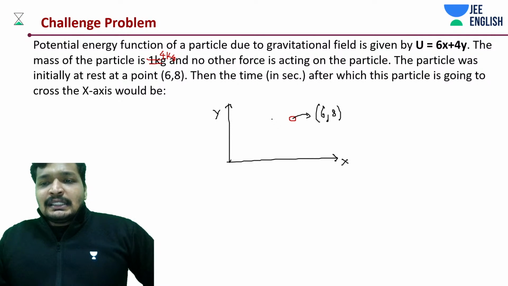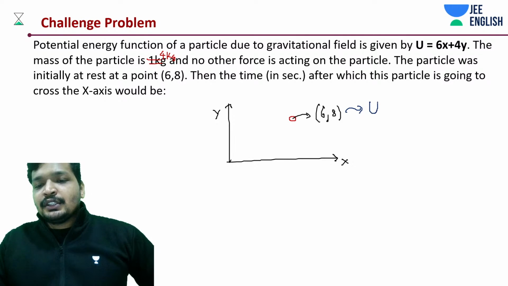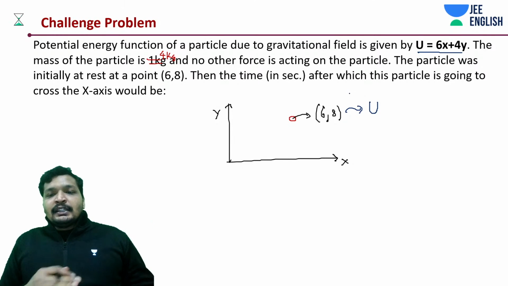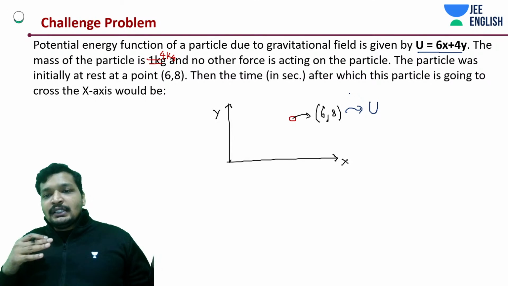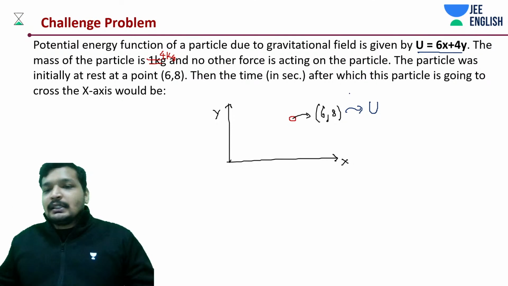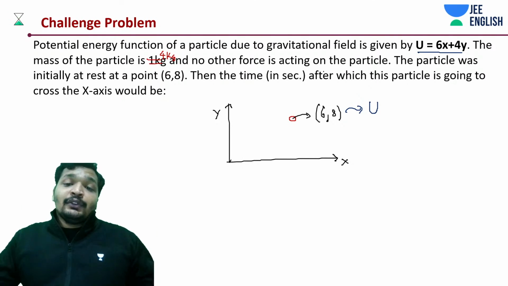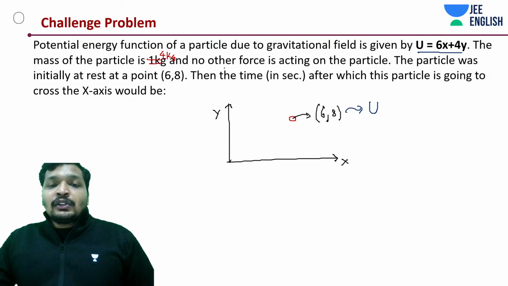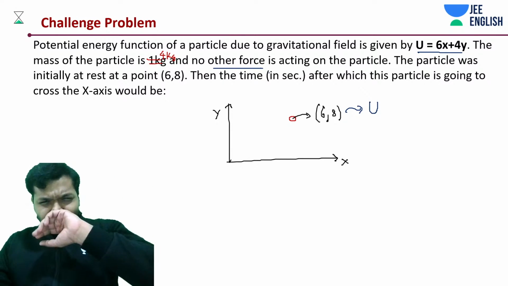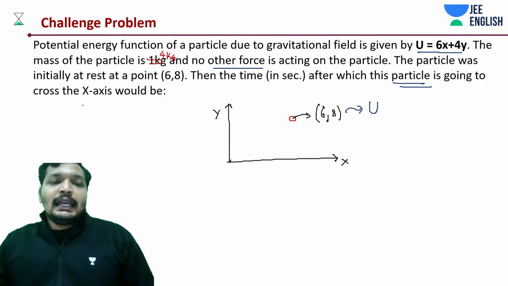So now what is being asked? Some potential energy function is also given to you, some U function. But if there is a potential energy function, there is a force acting on it. Else, if there is no force, there is no potential energy function as well, right? Either attractive or repelling force, whatever it is. And it is also said no other force is acting on the particle. Now what is being asked? When would this particle cross the x-axis?